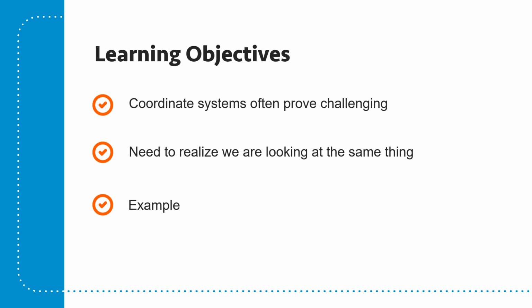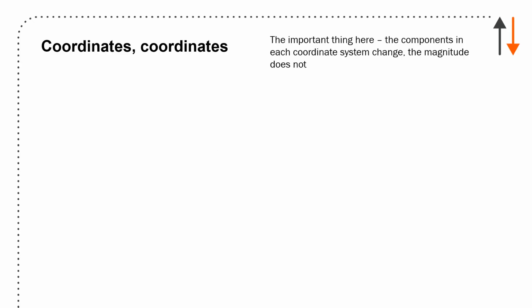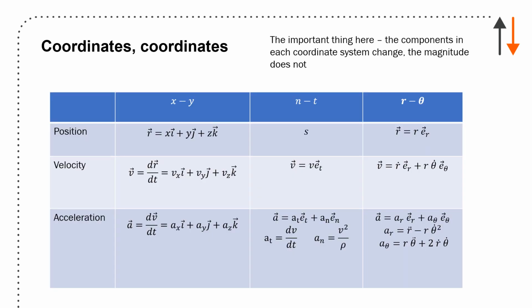But if you're looking for more complex examples, by the way, please refer to your lectures between lectures 3 and 6. And that may be helpful to look at the same thing as well. The important thing here is that the components of each coordinate system change, but the magnitude does not. And so we have a group of vectors that come out of this.